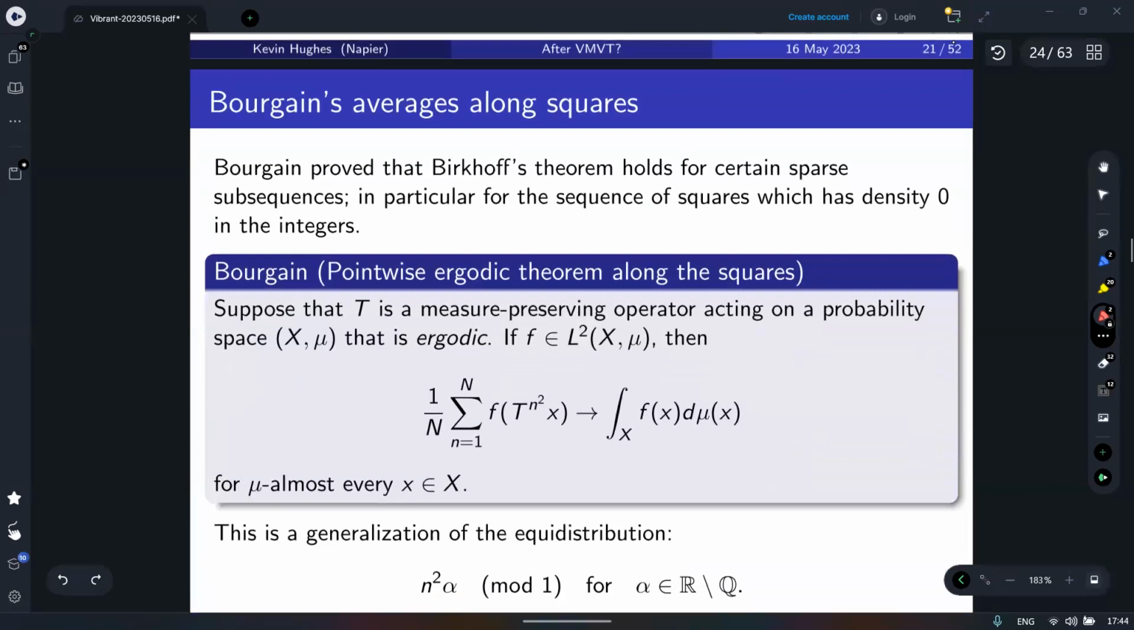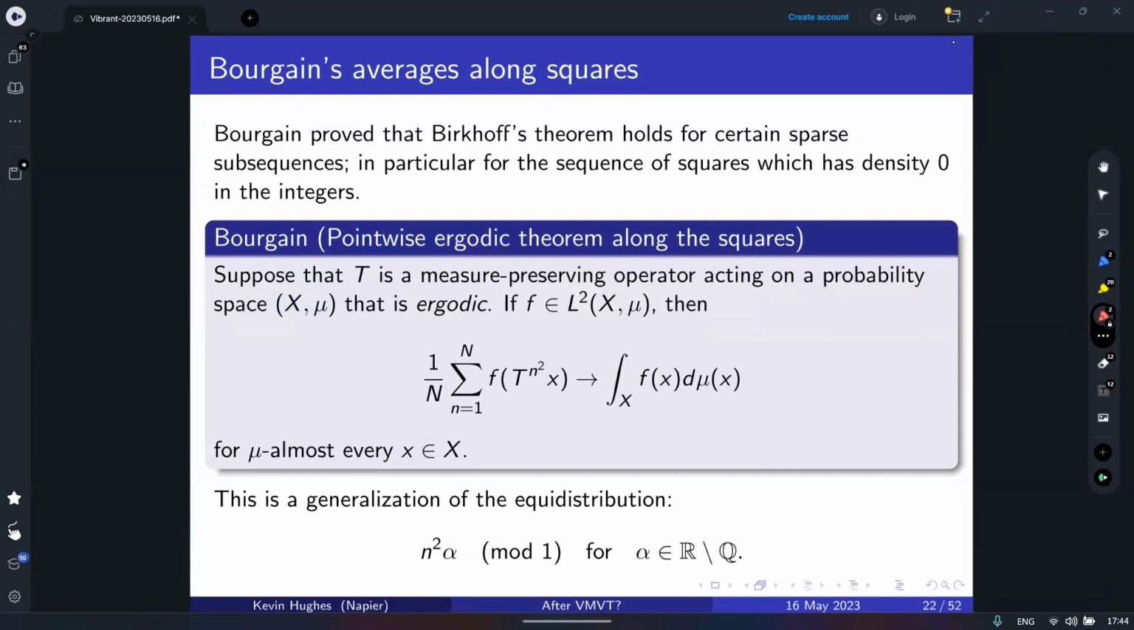And in particular, you can do some other sets that are, seen from an ergodic point of view, rather weird. You can look at averages along the squares. So these time averages, where we were sampling at each time, are now going to sample over a sparse subset of square times. And it turns out that if you have a nice enough function, a tiny bit nicer than before, then you get the same sort of convergence. And that generalizes to looking at something like n squared alpha mod 1, where alpha is still an irrational number.